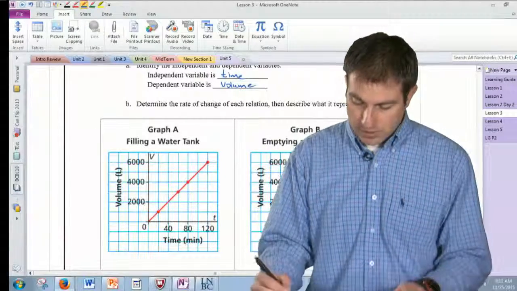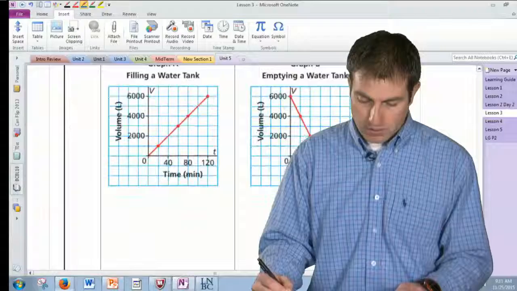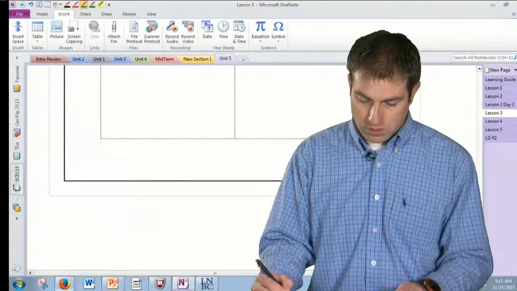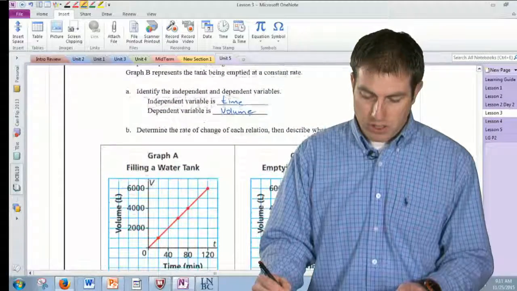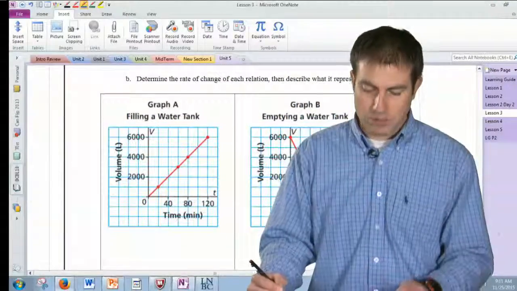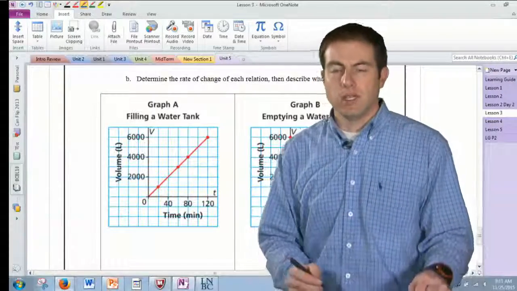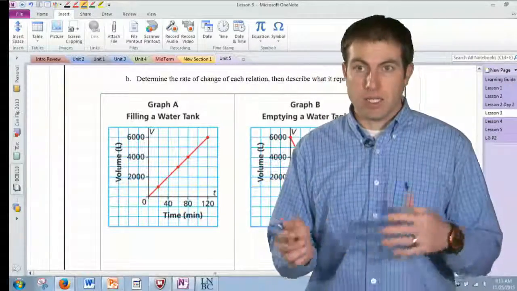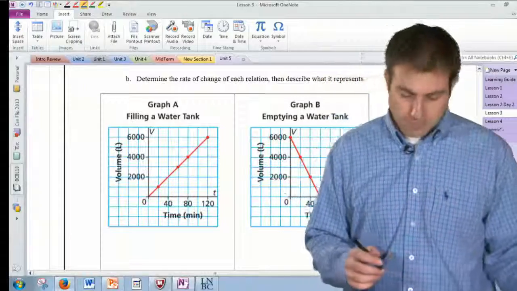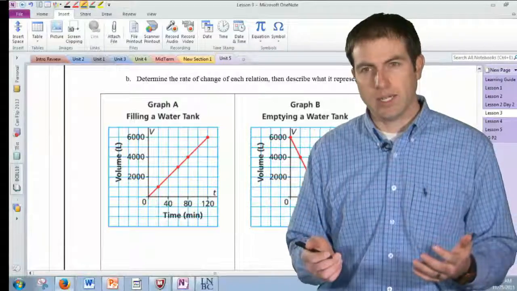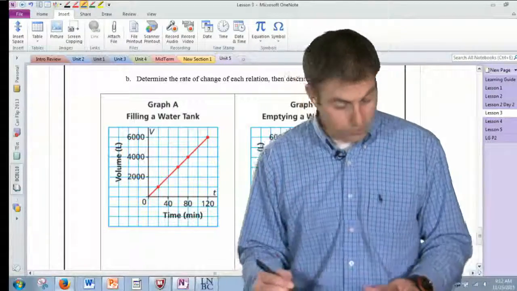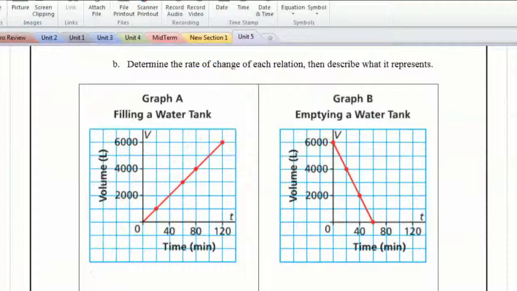So we have these two graphs and a few questions regarding them. My questions, of course, got cut off. All right, so determine the rate of change of each relation, then describe what it represents. So rate of change is the change in each of the variables. And we described it as the rise over the run or the slope of the line. So let's take a second to figure out what the rate of change is. The first thing we need to do is find the change in our volume.